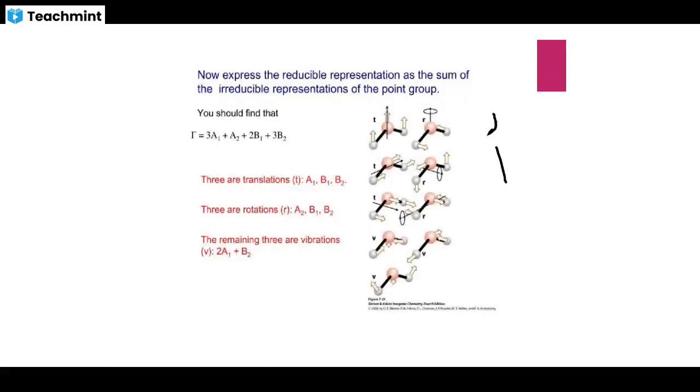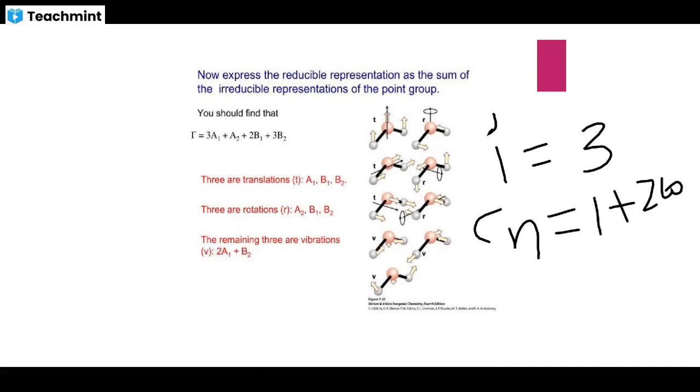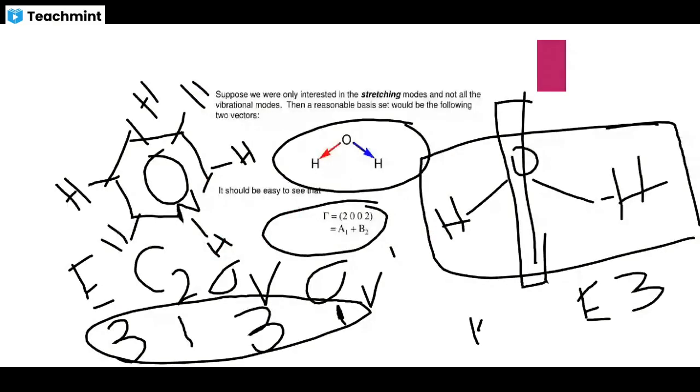Identity always gives the value of 3, and i also gives the value of 3. For Cn, there is a formula, 1 plus 2 cos theta. For Sn there is also a formula. You can find these formulas in books, so don't forget to mention them. C2 means -1. All sigmas contain 1. If you multiply these values, you get the reducible representation.